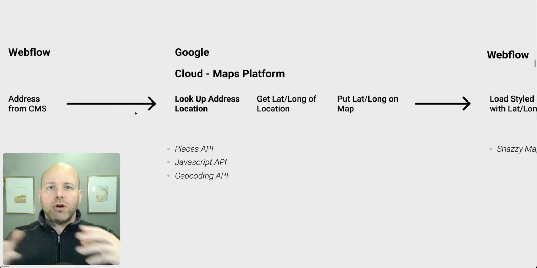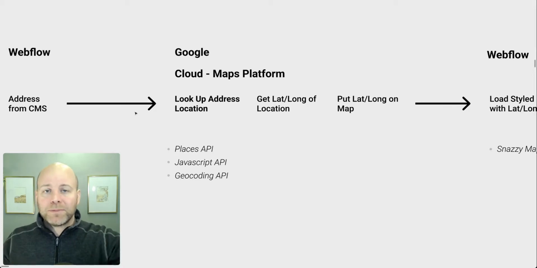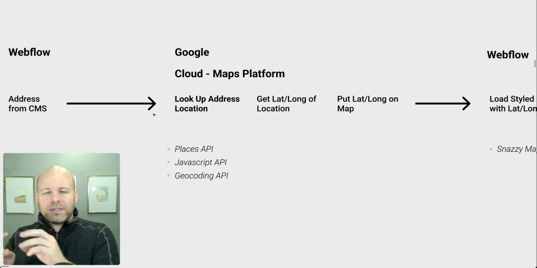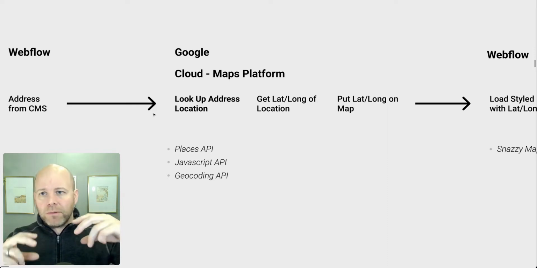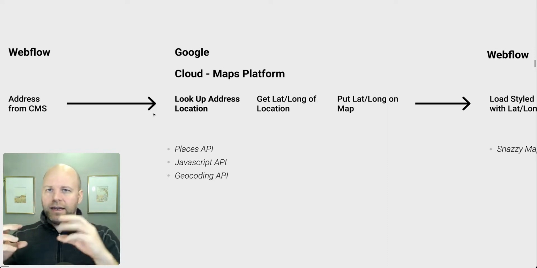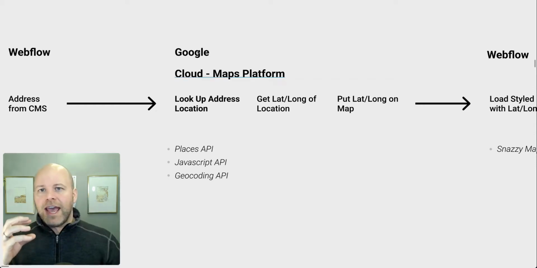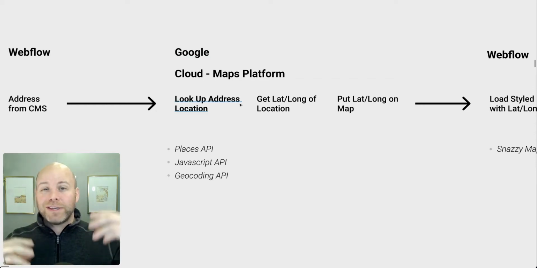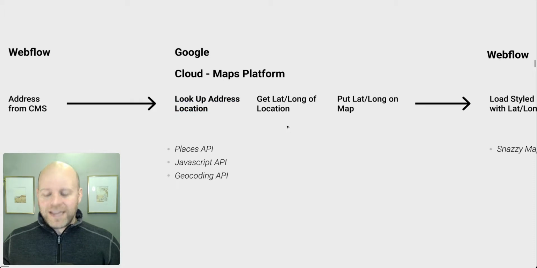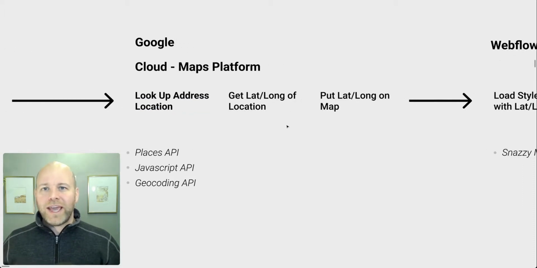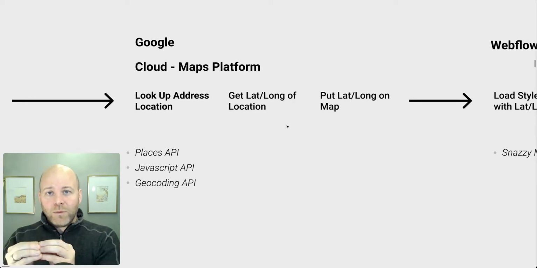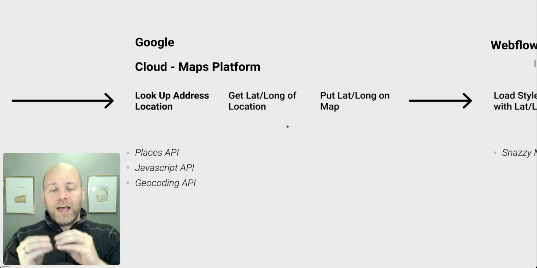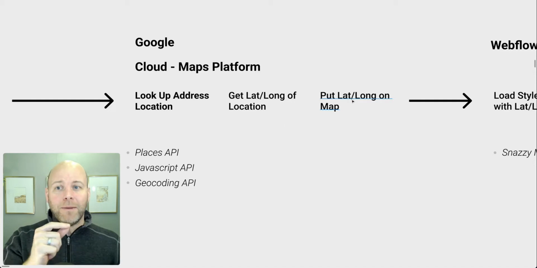When we load our page, that address is going to be sent to the Google Cloud platform, the Maps platform. It's going to take that address and look it up in their Places API. So we're going to get a location. Then, because we're using a custom map, we need to take that location and get the latitude, longitude of that location. Then we're going to put that lat long on a map.